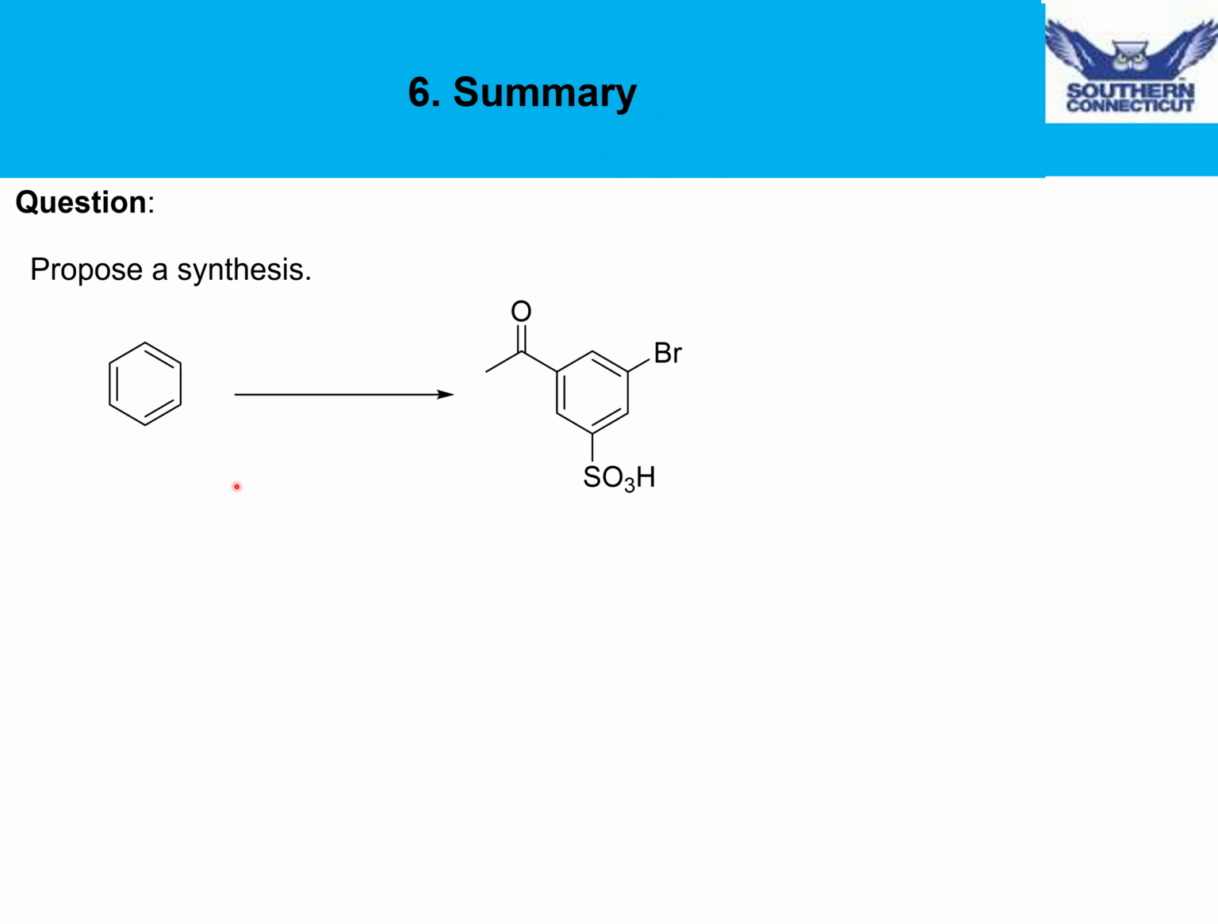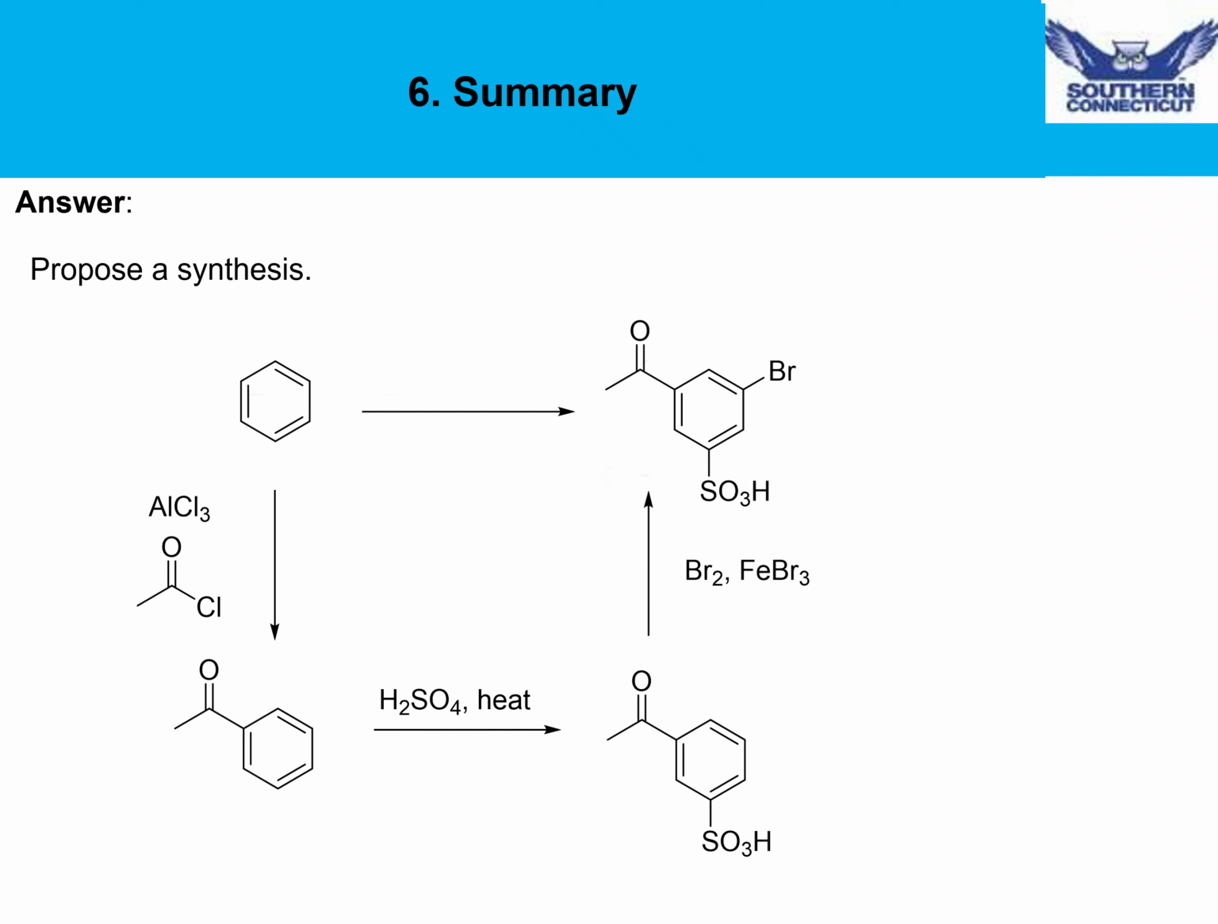The last thing we'll do for this chapter is do a synthesis example involving benzene and converting it into this tri-substituted product. In this synthesis example, we want to add three different substituents: an acyl group, which would involve the Friedel-Crafts acylation, a bromine, which would be bromination, and a sulfonic acid, which is sulfonation.